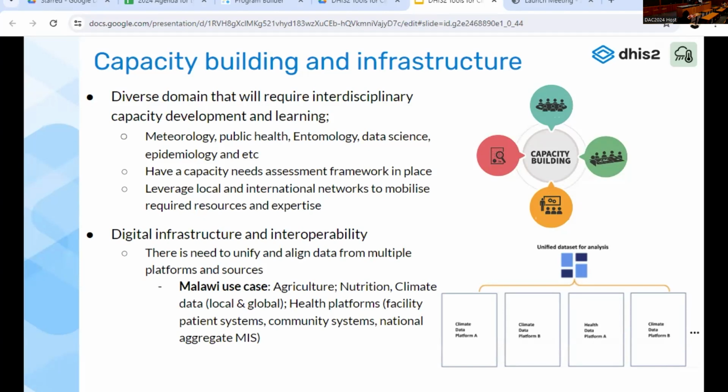So just to concretize that with a use case from Malawi, we are also exploring an early warning system within the context of malnutrition. That means we have to pull data from the National Agriculture Management Information System, and there's also a nutrition information system, then leveraging possibly the local or global climate data. And then some data sets are available in the health management information system, which is an aggregate system at the national level, but there's also a community level information system. But all these platforms have data at different levels of granularity.